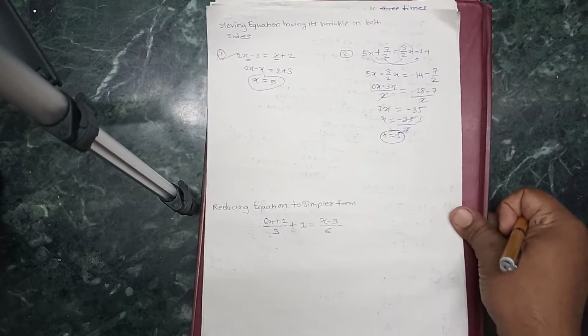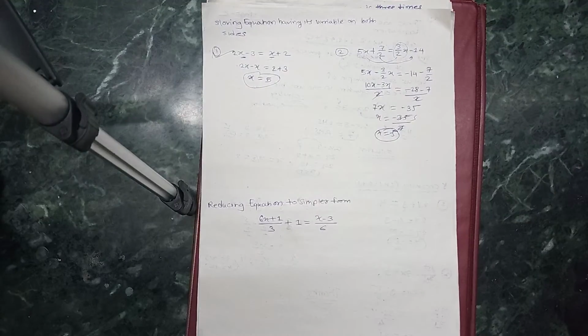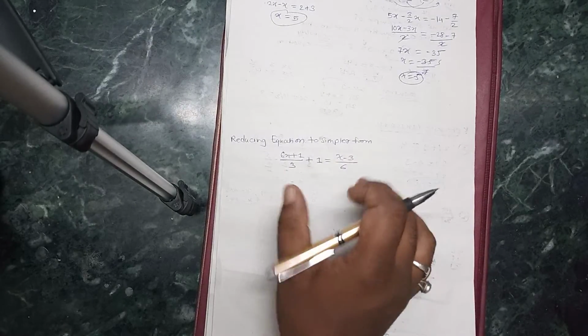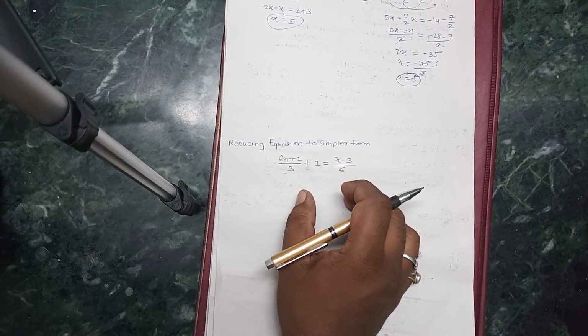So we have seen two examples of such a case where the variable is on both sides, that is on the LHS and RHS side. Let us see the next example. In the next example the title is reducing equation to simpler form. So this is a little bit complex equation, we have to reduce it to a simple form.